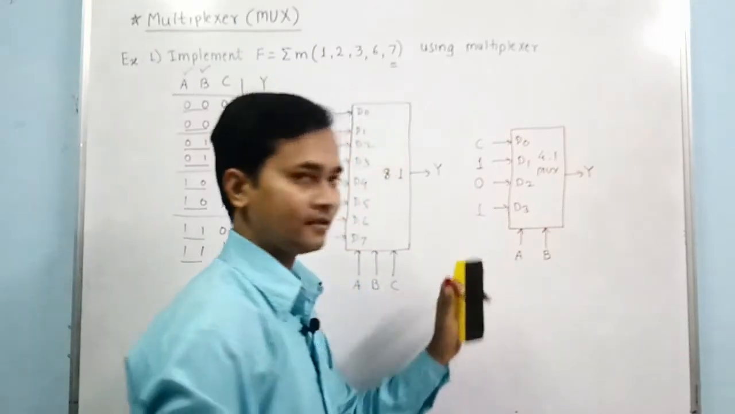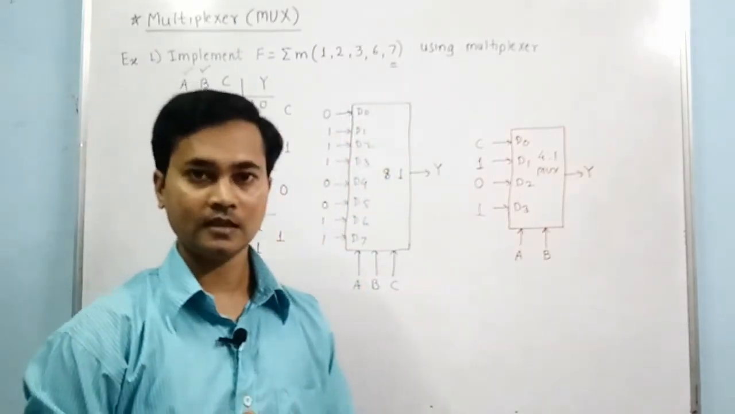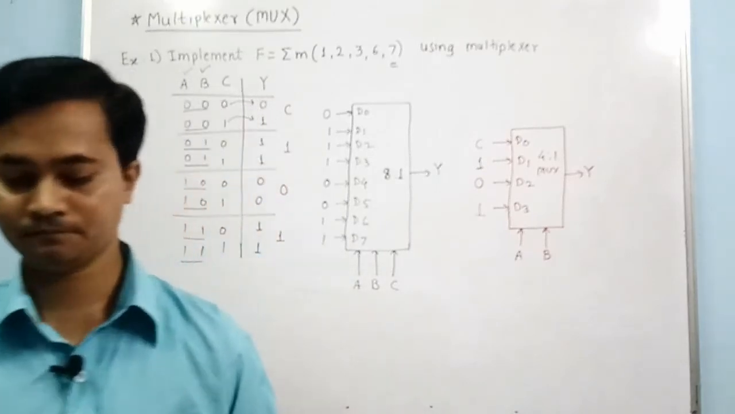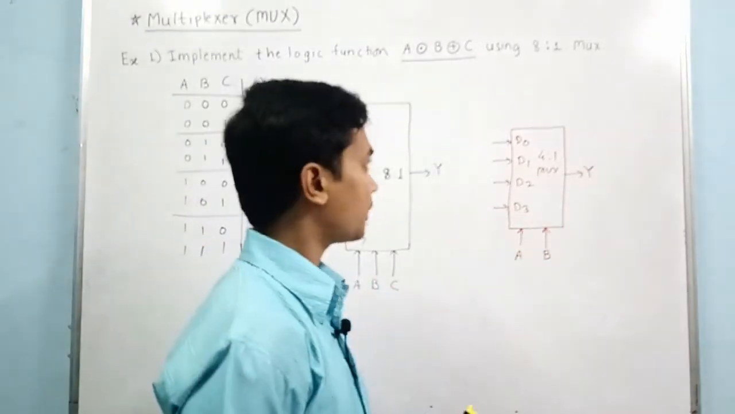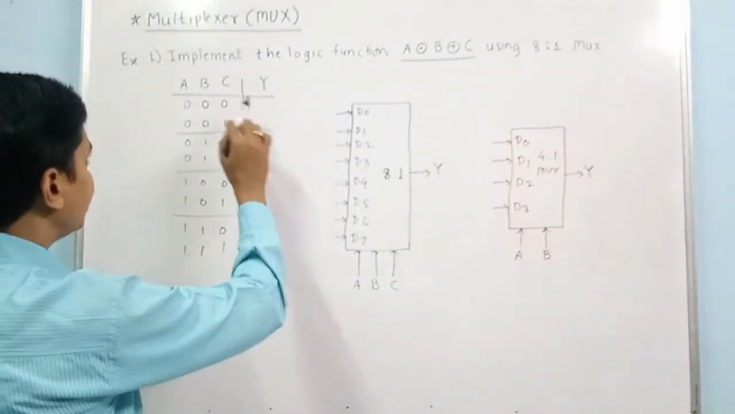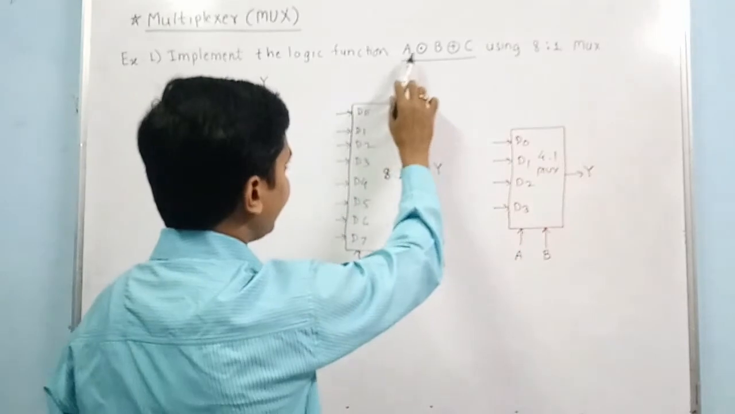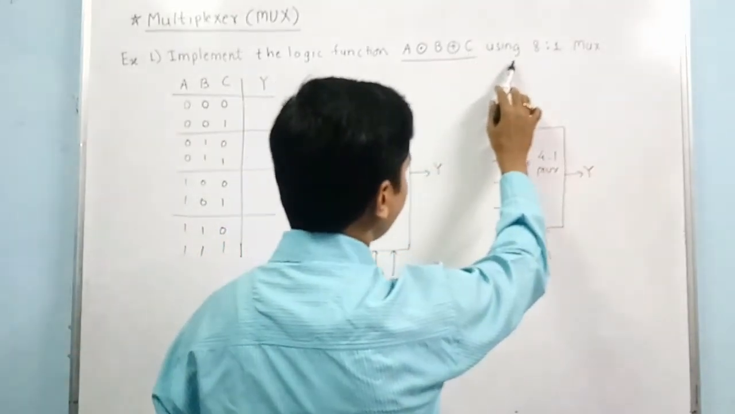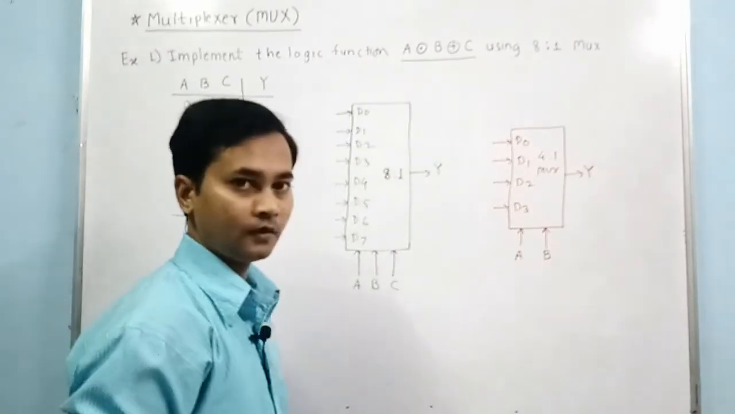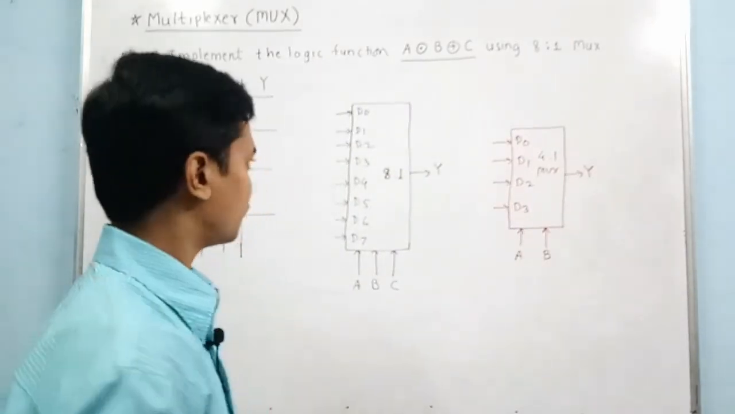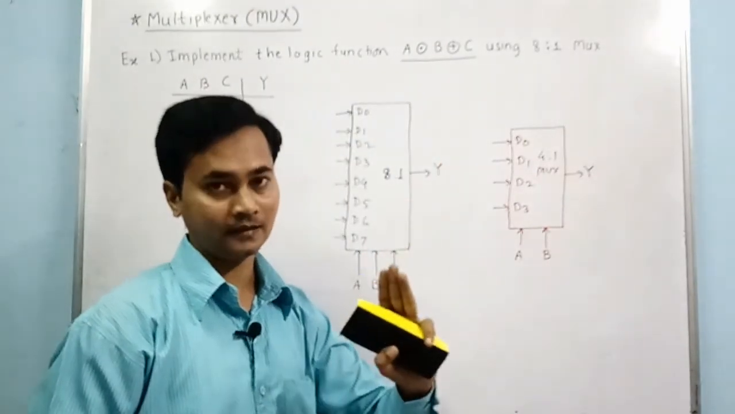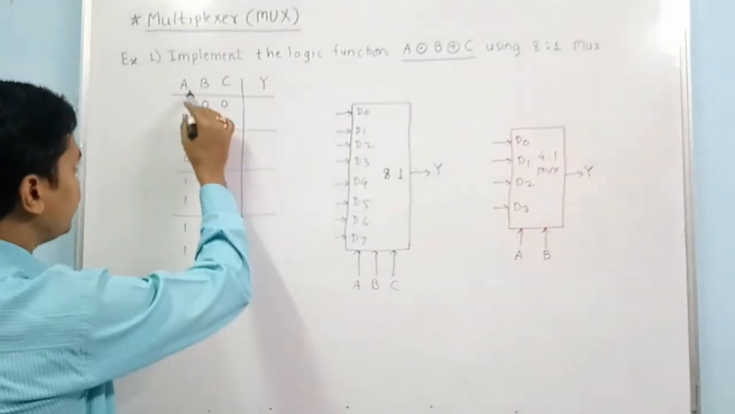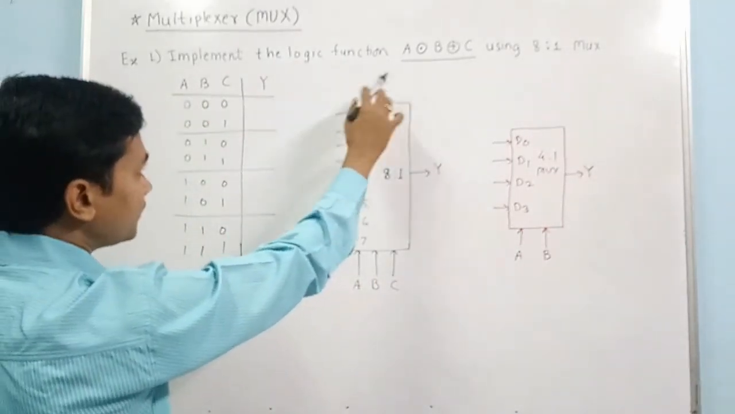Okay, so this is how we can solve the problem by reducing the hardware. Now we will see one more problem on the same. Okay, now we will see the next problem. So the problem statement is given as implement the logic function A XNOR B XOR with C using 8:1 multiplexer. So here we have to use 8:1 multiplexer. Okay, and the 8:1 multiplexer means you should have the 3 select lines. Okay, so using the 3 select lines, we can have that kind of output.